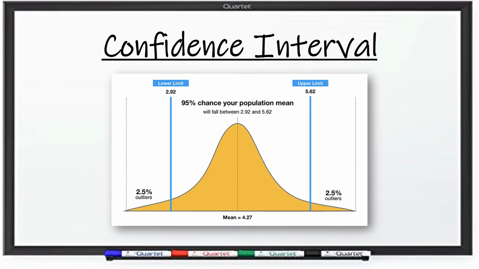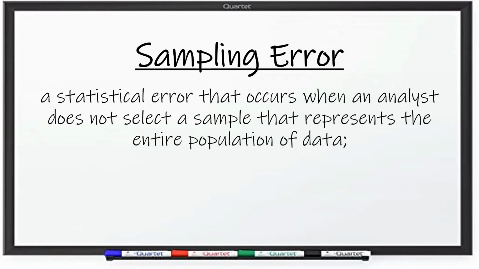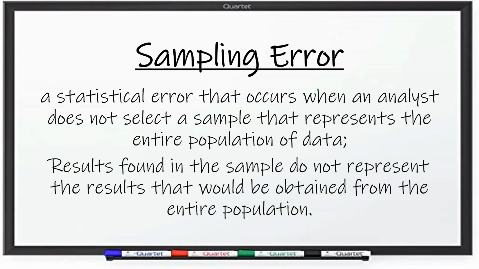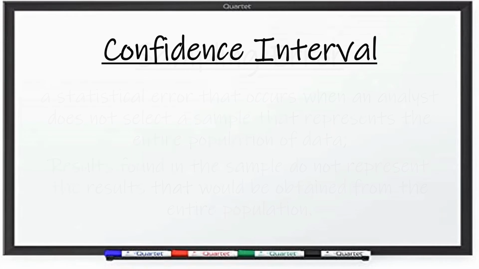But in order to understand confidence intervals, we need to understand sampling and sampling error. A sampling error is a statistical error that occurs when an analyst does not select a sample that represents the entire population of data. As a result, the results found in the sample do not represent the results that would be obtained from the entire population. Next, we discuss the confidence interval for a population proportion.